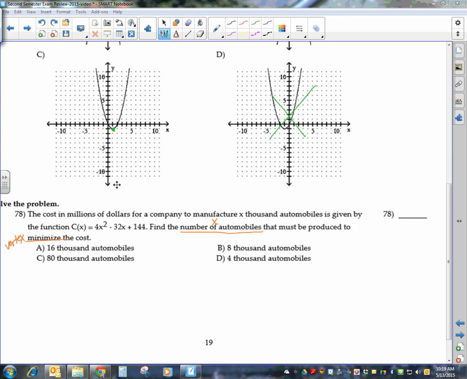So back to this problem. We're looking for the x coordinate of our vertex. As we just talked about, a is equal to 4, b is equal to negative 32, and the x-coordinate of my vertex is negative b over 2a. So that gives me negative 32 over 2 times 4. And that, of course, is 32 over 8, which is 4. So my answer is D.